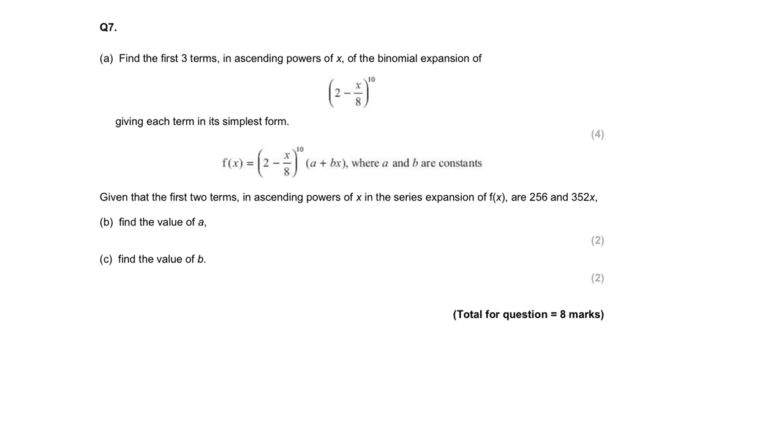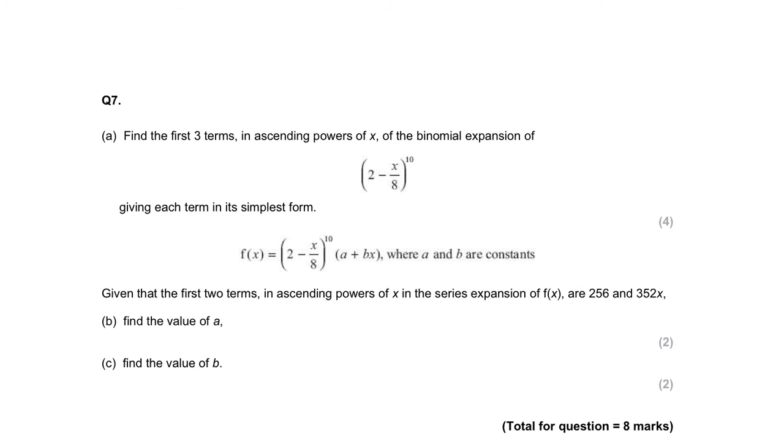Okay, so for question 7, we're going to focus on B and C. So part A, the answer to this is... Okay, so here is the expansion, 1024 minus 640x plus 180x squared. Now, part A is done. It says f of x is this multiplied by a plus bx, where a and b are constants. So, what do we notice? We notice that this is the same as this.